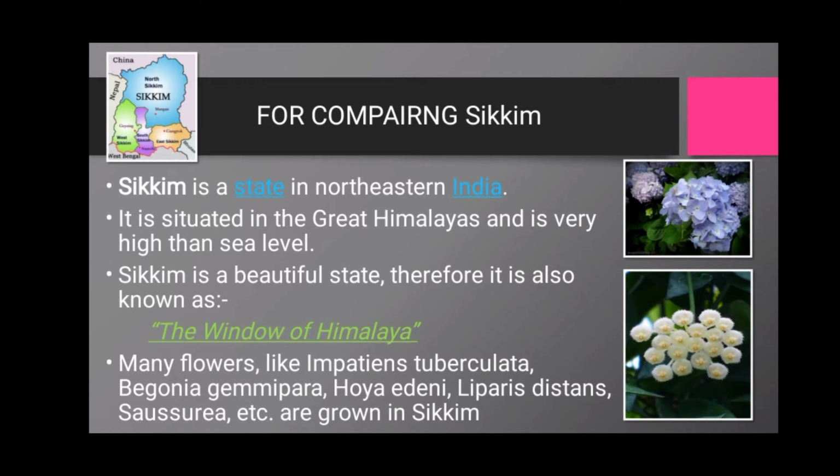For comparing Sikkim, Sikkim is a state in northeastern India. It is situated in the greater Himalayas and is very high above sea level. Sikkim is a beautiful state, therefore it is also known as the window of Himalaya. Many flowers like Impatiens tuberculata, Begonia gemmipara, Hoya adenii, etc. are grown in Sikkim.